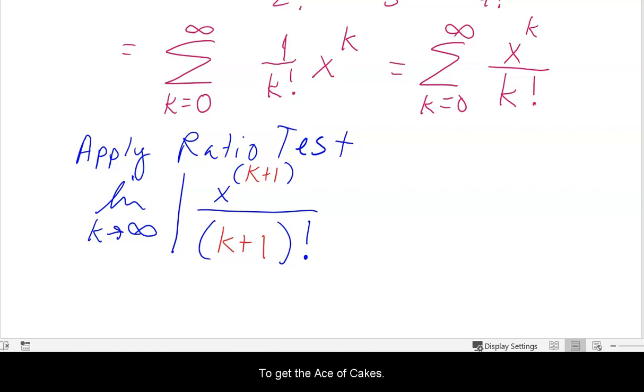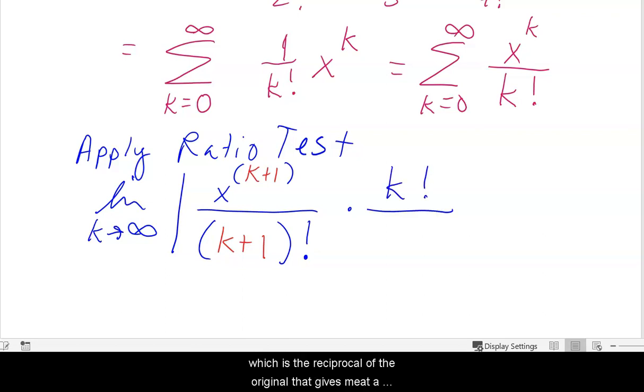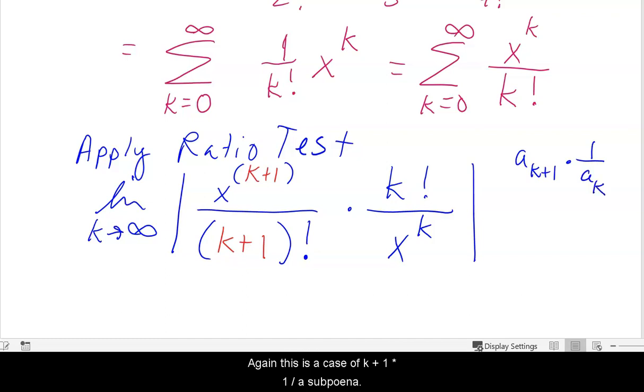To get the a sub k term in here, I can simply multiply by the reciprocal of the original. That gives me k factorial over x to the k. Again, this is a sub k plus 1 times 1 over a sub k. Because a sub k is a fraction, multiplying by 1 over a sub k is multiplying by the reciprocal, which is what I have here.